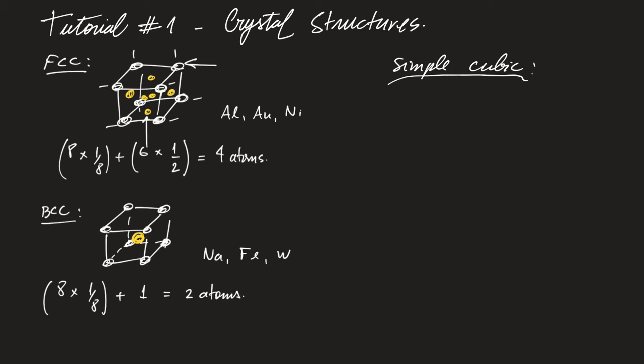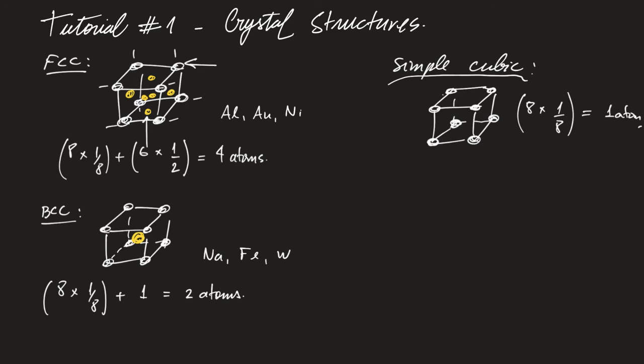And of course, for simple cubic, we have a single atom, right? We have here the simple cubic structure with only 8 atoms sitting on the corners, and 8 times 1/8, because each one of these atoms is shared with 8 unit cells. We have therefore 1 atom per unit cell in the case of the simple cubic structure.